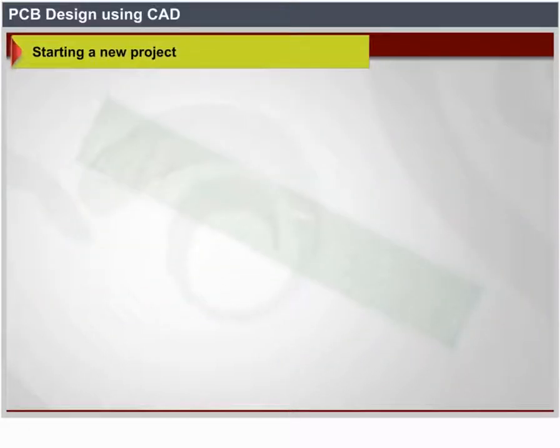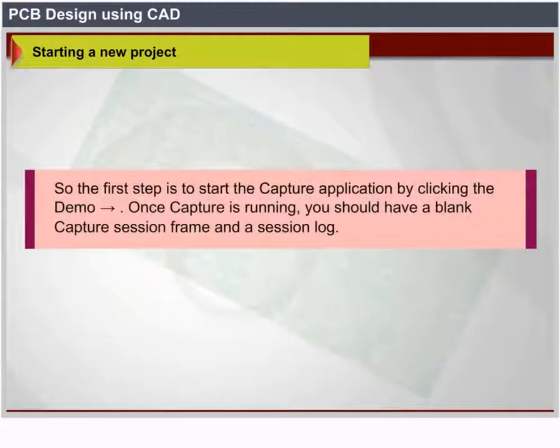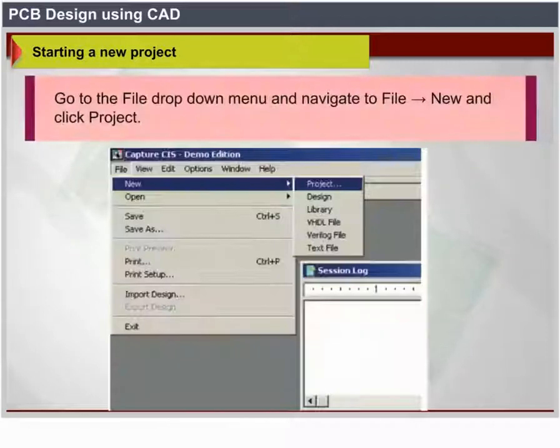Starting a new project. Before you make a PCB layout, you need to have a circuit to lay out to the board. You will use Capture to make the schematic. So the first step is to start the Capture application by clicking the demo. Once Capture is running, you should have a blank Capture session frame and a session log. Go to the File drop-down menu and navigate to File, New, and click Project.